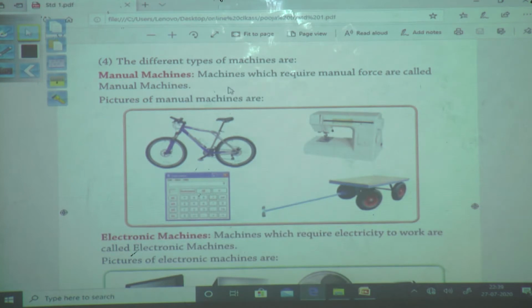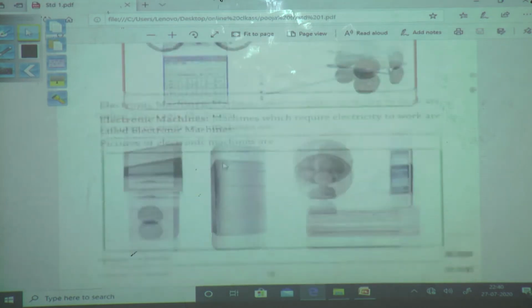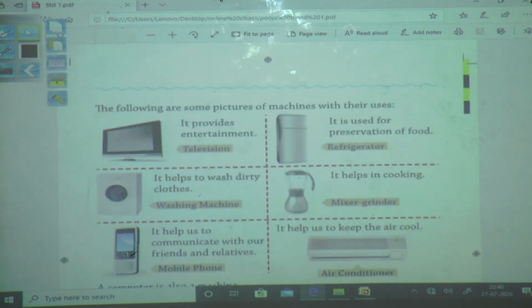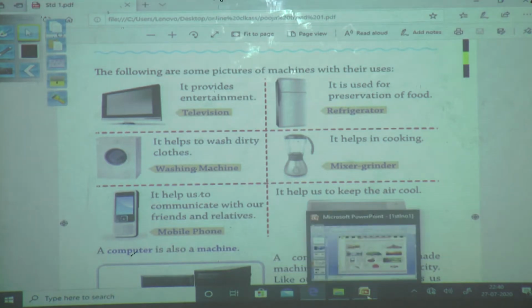Machines which require manual force are called manual machines, and machines which require electricity to work are called electronic machines. Electronic machines are television, refrigerator, washing machine, mixer grinder, mobile phone, air conditioner, so many. Okay? Now we will see.